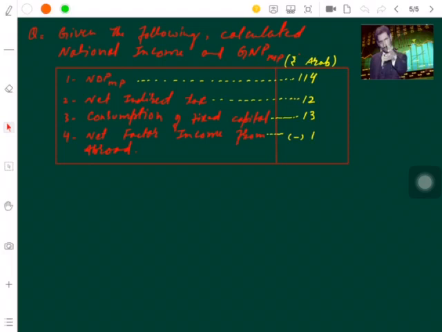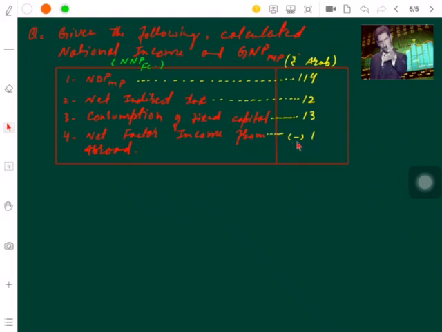As I said earlier, NNP at FC is also called national income. For your convenience, I'll write it here, national income or NNP at FC. So GNP at MP and NNP at FC, we have to reach. Let us look at the components we have. We have NDP at MP, 114 Arab rupees. NIT, that is net indirect tax, 12 Arab rupees. Consumption of fixed capital, 13, or it could have been depreciation as well. Net factor income from abroad is minus 1.